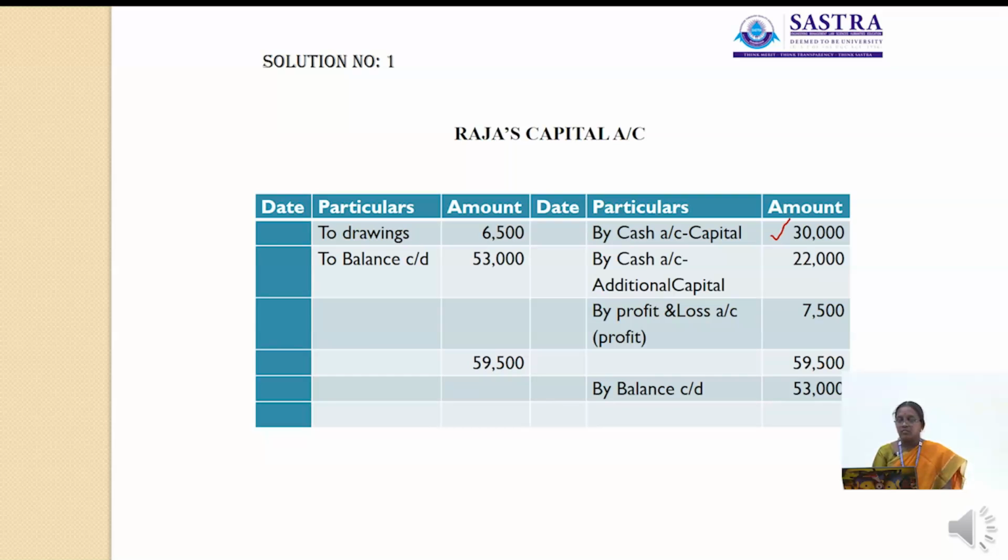So how are these transactions recorded in Raja's capital account? Here, first, Raja started the business with capital. So, cash account debit to capital account. So, by cash account rupees 30,000.